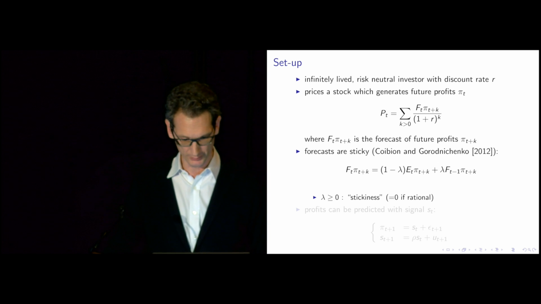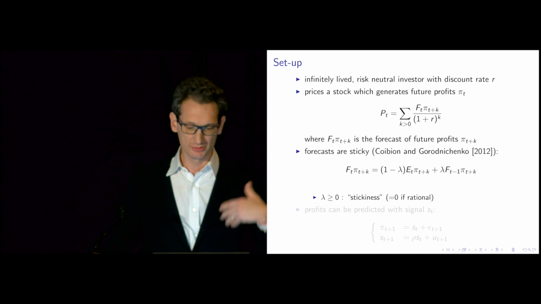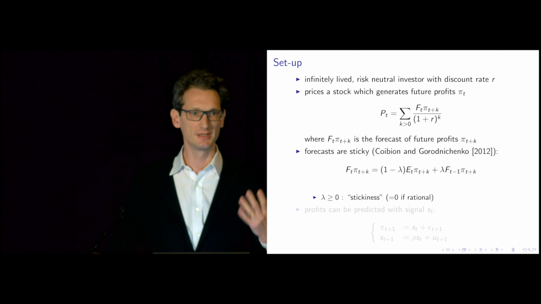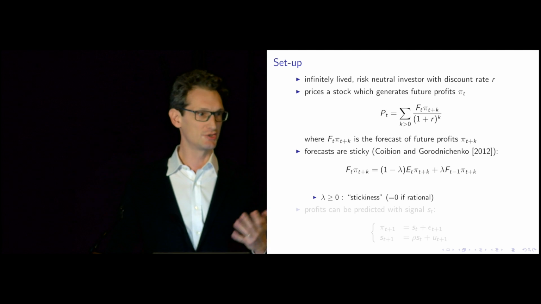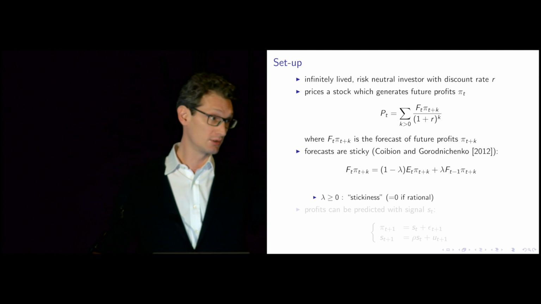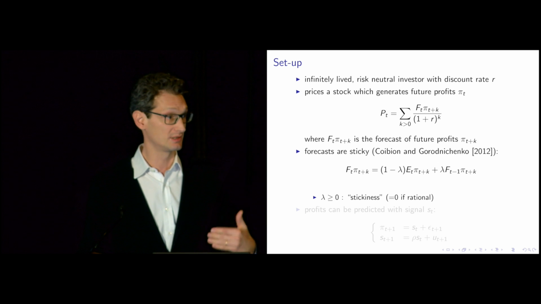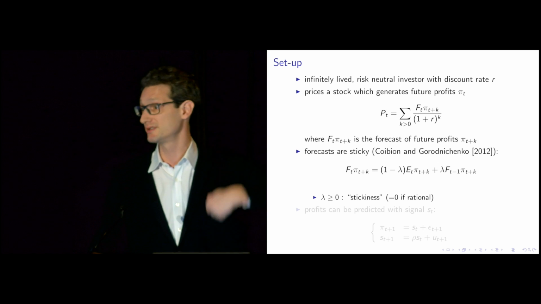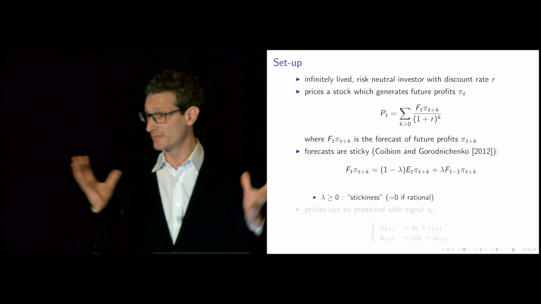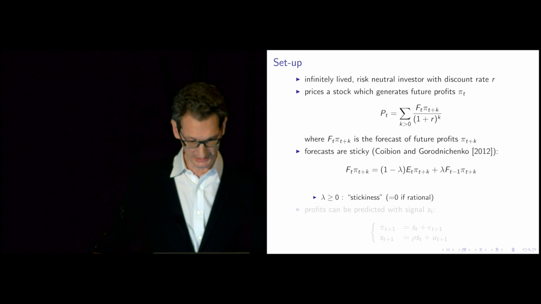That's the thing I'm going to focus on. Typically in the macro literature, lambda is considered as being positive, as in expectations being sticky. But you can also think of a world where lambda can be negative, in the sense that people overreact to recent information. So it's a model that embeds overreaction and underreaction in a neat and very tractable way.